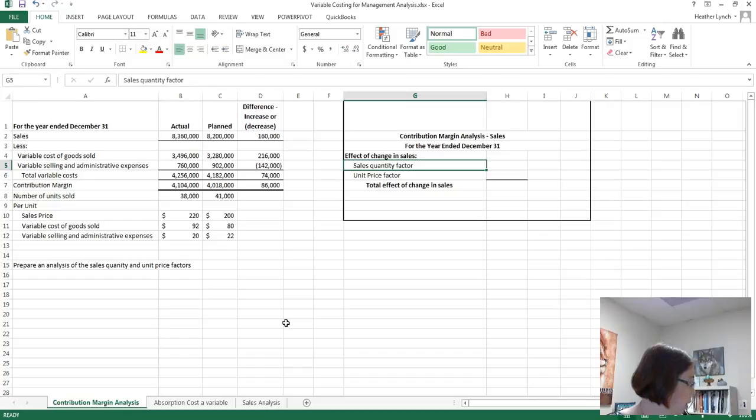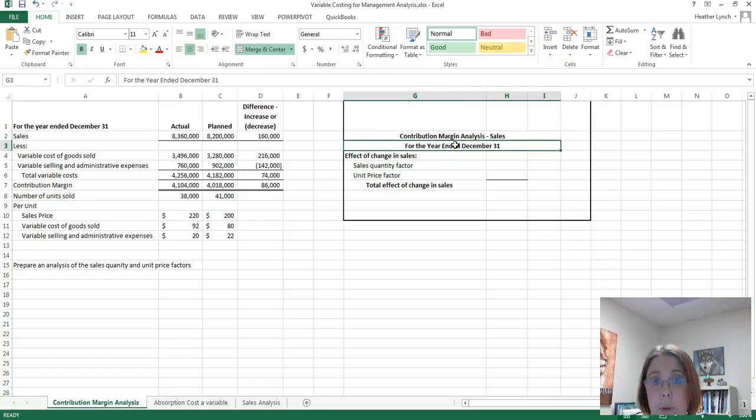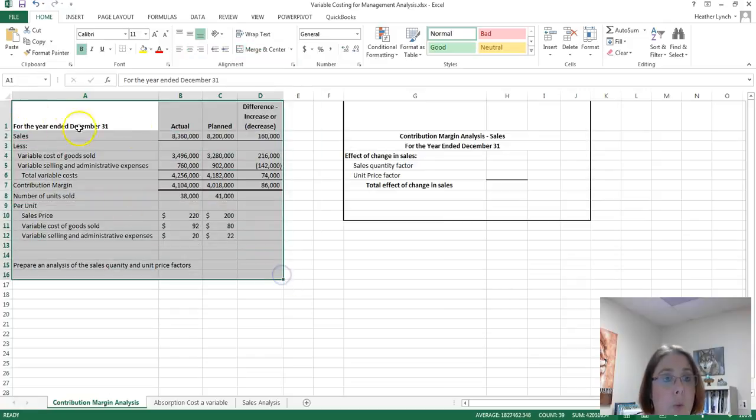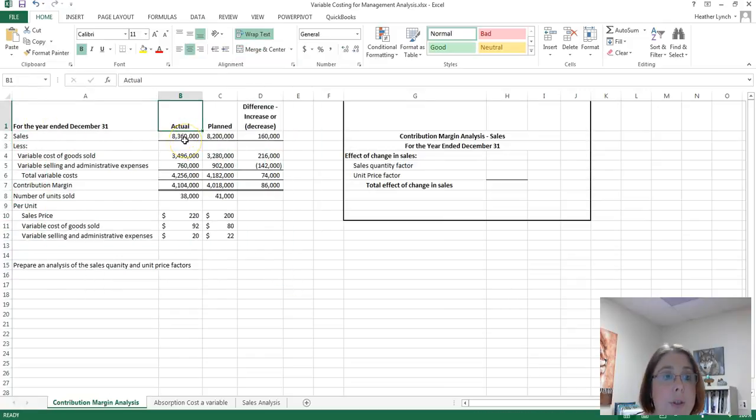31st. And what we want to do is a contribution margin analysis based on the sales for the year ending December 31st. And they've given us this information where we've had actual sales, our variable cost of goods sold, selling expenses, our total variable cost. Remember, contribution margin is the difference between your sales and your total variable cost. And we also have the number of units sold, the sales price, the variable cost, all that information for actual.